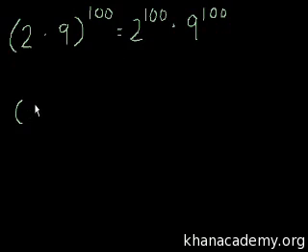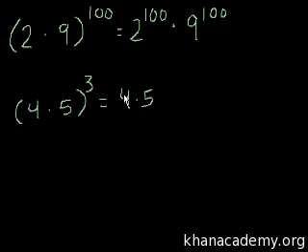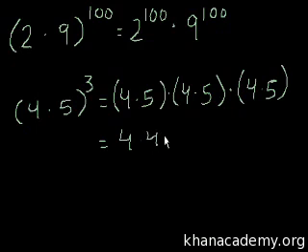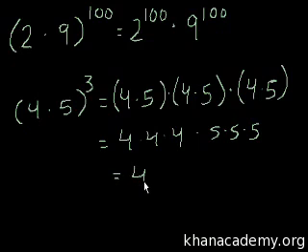What if it was 4 times 5 to the 3rd power? Well, that would just be equal to 4 times 5 times 4 times 5 times 4 times 5, right? Which is the same thing as 4 times 4 times 4 times 5 times 5 times 5, right? I just switched the order in which I'm multiplying, which you can do with multiplication. And 4 times 4 times 4 is just equal to 4 to the 3rd. And 5 times 5 times 5 is equal to 5 to the 3rd. Hope that gives you a good intuition of why this property is true.